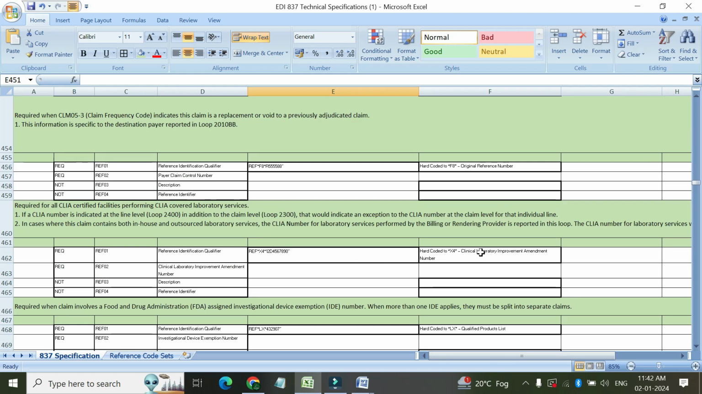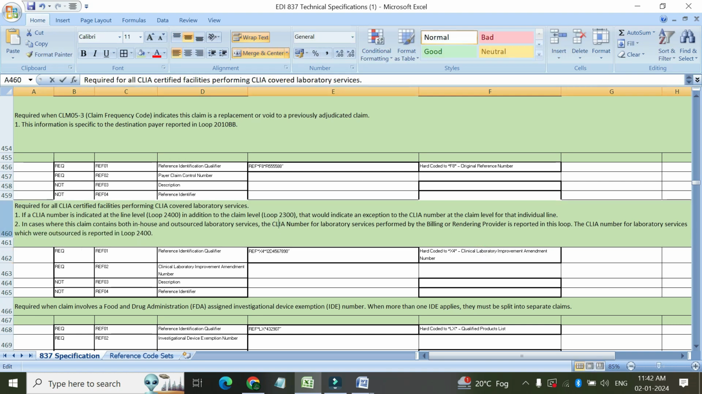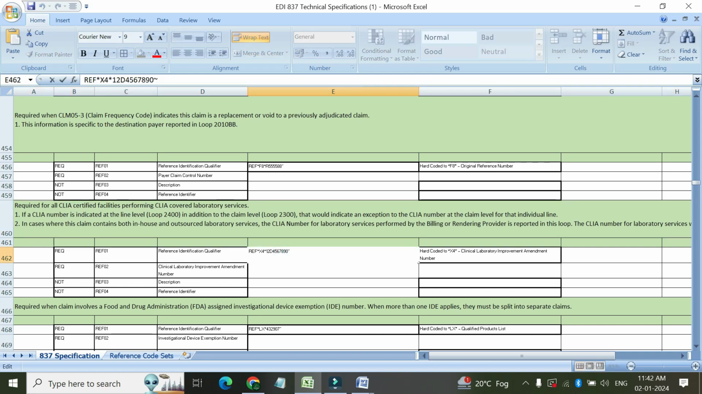Moving ahead, Clinical Laboratory Improvement Amendment number, which is called the CLIA number. Basically, this number is required on a claim if any in-house lab services have been provided, or if they have been purchased or ordered from outside. This CLIA number is required. CLIA number is basically a number assigned to the laboratories, and the reference identification qualifier for that is X4.